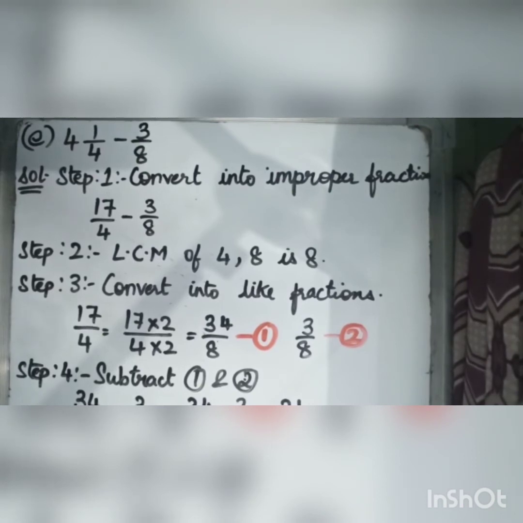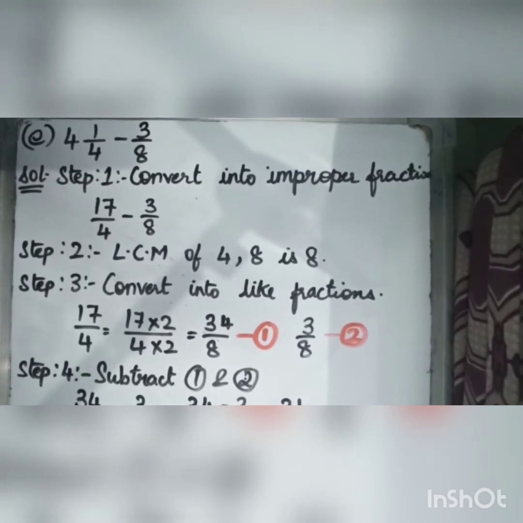Now let us see the E bit in subtraction of fractions. 4 1 by 4 minus 3 by 8. 4 1 by 4 is a mixed number, so I converted it into an improper fraction first. That is nothing but 4 into 4, 16, plus 1, 17. 17 by 4 minus 3 by 8. They are unlike fractions, so the first step is to take the LCM of the denominators and convert them into like fractions. When I take the LCM of the denominators, I get 8.